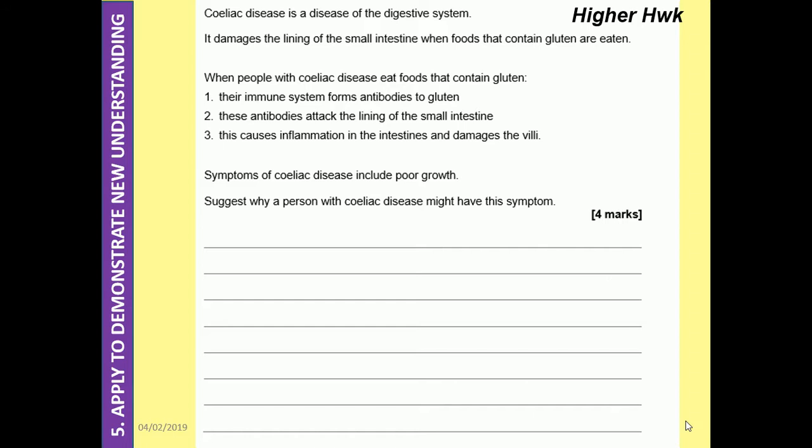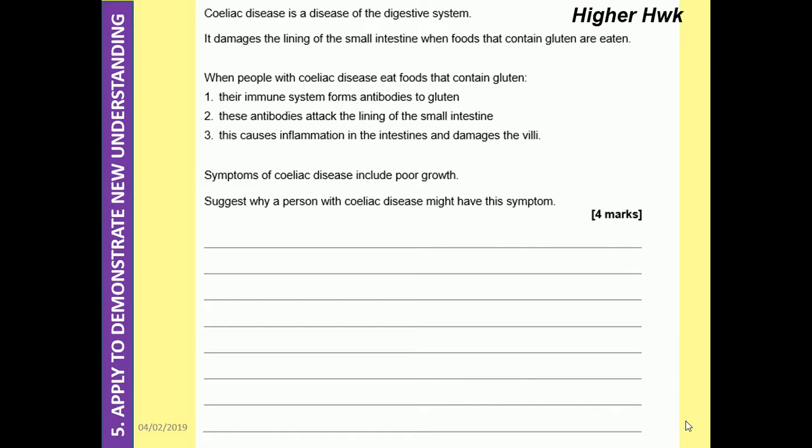Okay, but then they're going to tell us information and we need to use that knowledge and our own knowledge to answer the question. So celiac disease damages the lining of the small intestine when foods that contain gluten are eaten. When people with celiac disease eat foods that contain gluten, 1, their immune system forms antibodies to gluten. 2, these antibodies attack the lining of the small intestine. 3, this causes inflammation in the intestines and damages the villi. Symptoms of celiac disease include poor growth. Suggest why a person with celiac disease might have this symptom.